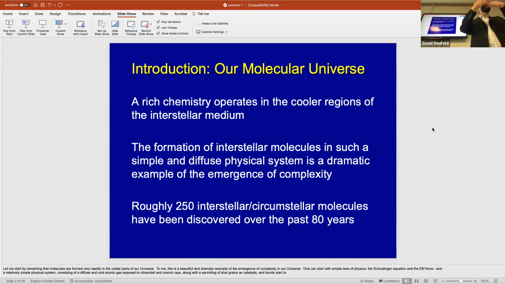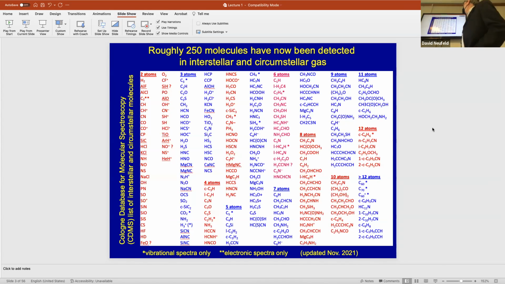To me, it's a dramatic example of how complexity emerges in the universe. You start with atoms and then you get molecules, and there's just this tendency to form more and more complicated things. So in the interstellar medium and in circumstellar regions around stars that have lost their envelopes, more than 250 interstellar molecules have been discovered over the last 80 years. And here's a list updated as of last November.